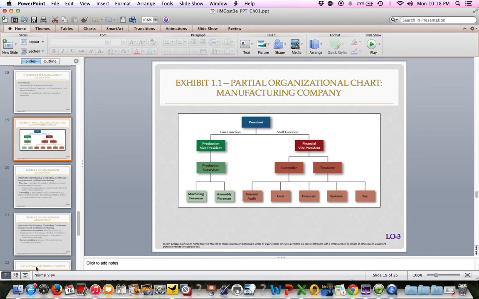Then you have the staff side, which we're going to focus on the accounting side of that, on the staff side. So you've got a financial vice president, sometimes called a chief financial officer, a CFO. And you have a controller, you have a treasurer, and you have many departments beneath them: internal audit, a cost accounting department, a financial accounting department, an accounting systems area, and a tax department. So those are very common departments to have in a fairly large corporation.